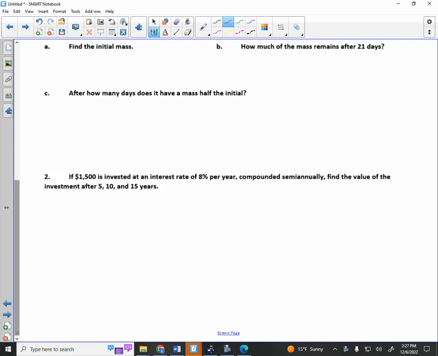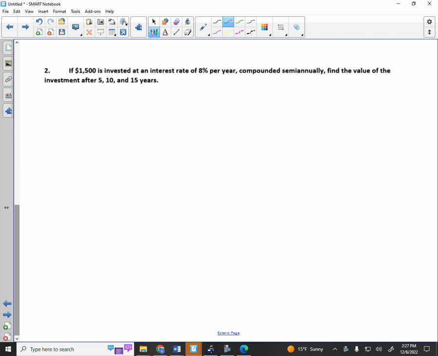Let's try number 2. It says $1,500 is invested at an interest rate of 8% per year. So my R value is 0.08. It's $1,500 that's invested, so the principal is $1,500. It's compounded semi-annually. How often is semi-annually? Twice a year. So N is equal to 2. Find the value of the investment after 5, 10, and 15 years. Those are all my T values.